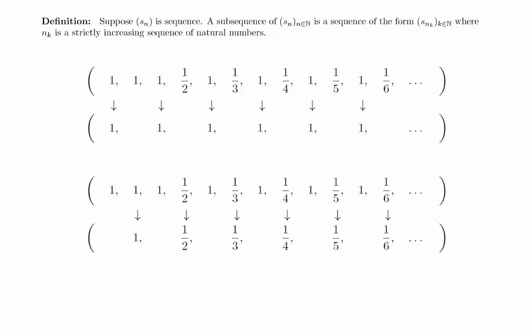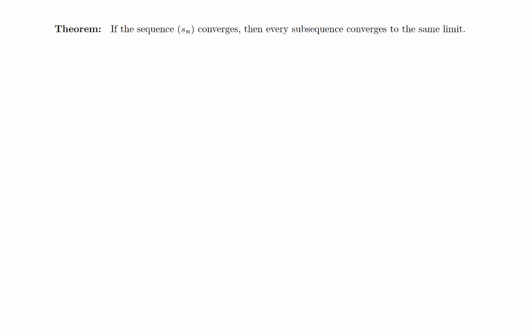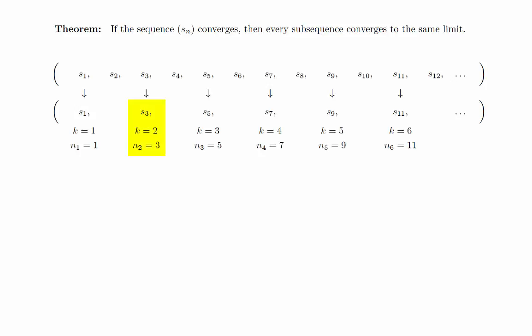We're going to take a look at a quick theorem about sequences and their subsequences. Theorem. If the sequence S sub n converges, then every subsequence converges to the same limit. The key to this proof is recognizing that the subsequence runs ahead of the sequence. This happens because the subsequence can sometimes skip terms but can never go backwards. Let's take another look at the every other term example. Notice the second term of the subsequence is ahead of the second term of the original sequence, and the third term of the subsequence is ahead of the third term of the original sequence, and so on. In general, we can say that n sub k is greater than or equal to k for all k.